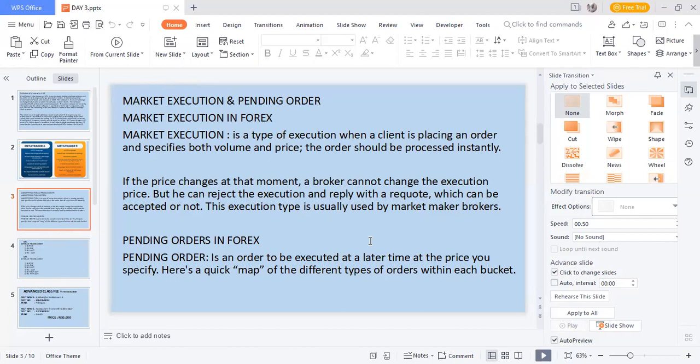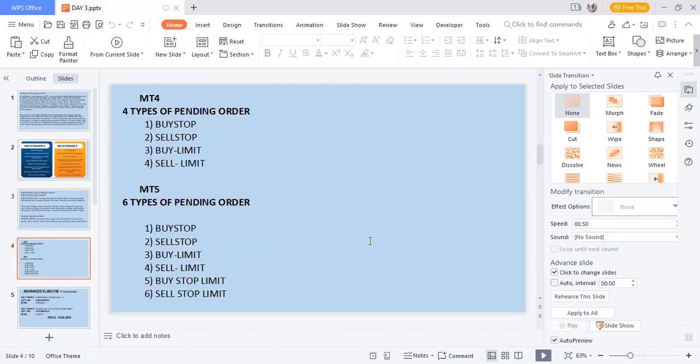What is a pending order? A pending order is an order to be executed at a later time at a price you specify. What pending order means is I want to enter a trade, but I am entering at a certain price. You are telling the market, when the trade reaches that entry point, execute my order immediately. When I say execute my order immediately, it means enter the market immediately. Now, these are the types of pending order. Like I said earlier on, buy stop, sell stop, buy.